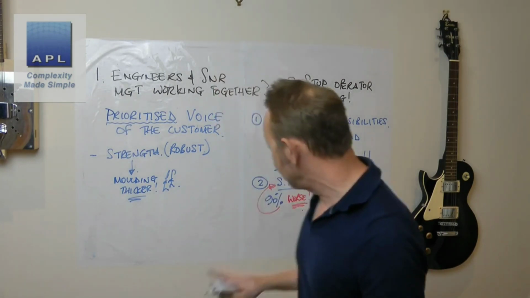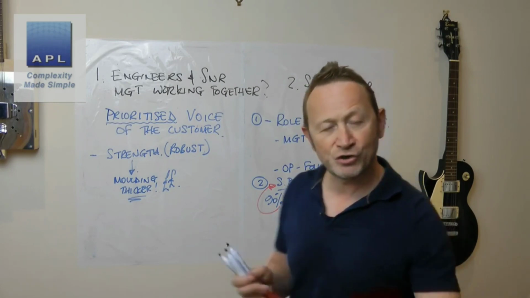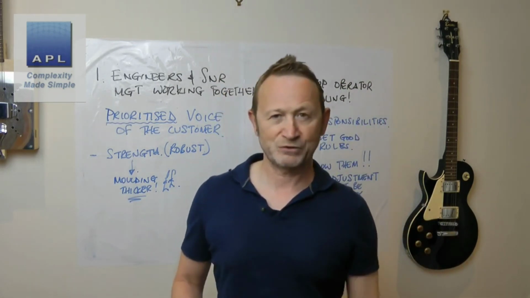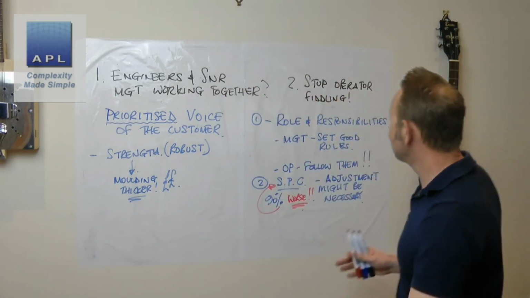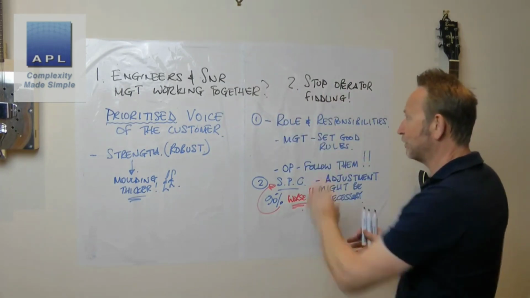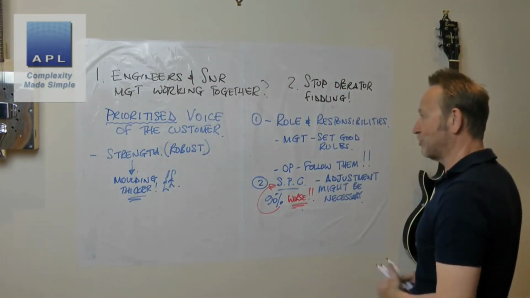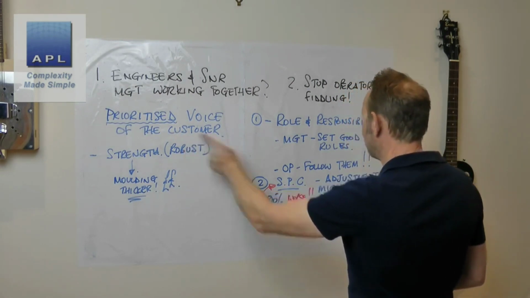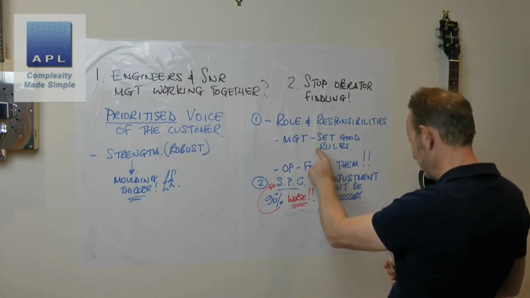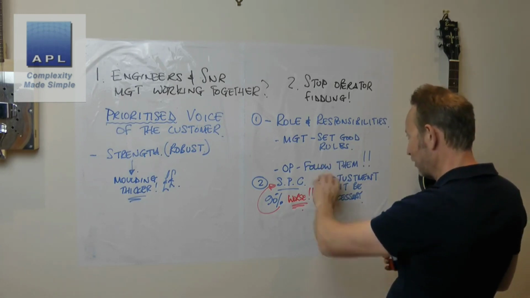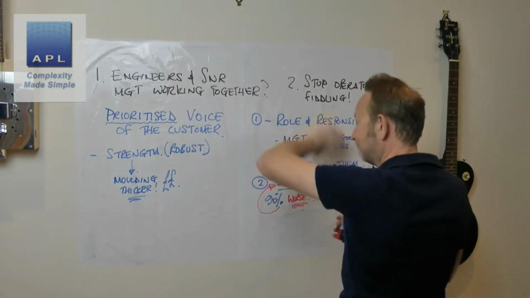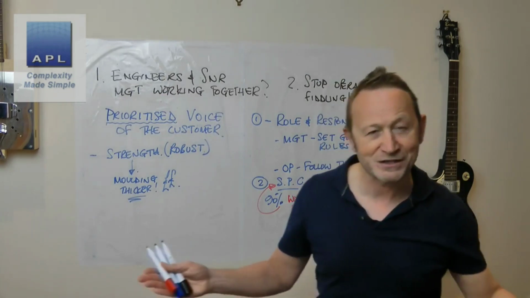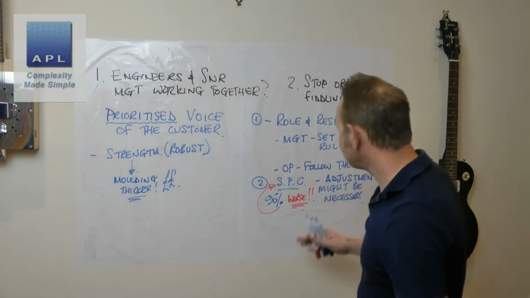If you did that, your operators could help you to run your processes better. So the answer to number two, how do you stop the operators fiddling, get them on the same page as the engineers and the senior managers? Well, clearly, first of all, if they've got prioritised voice of customer, then the rules are made really well. Then you tell the operators that they've got to follow them. Now all of this, they all talk to one another. That's the way this thing is supposed to work.